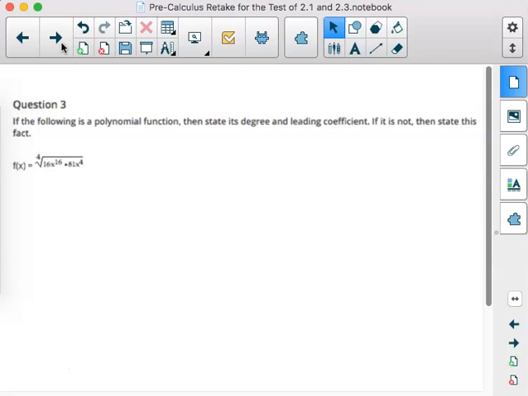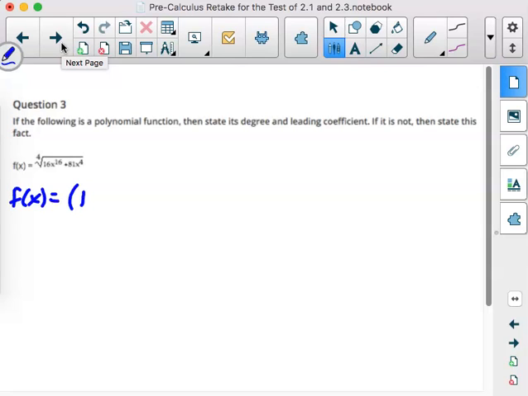So now, the test that you took started with question 3 because you had questions above that that were, am I going to have integrity while I take this test, etc. So this one says, if the following is a polynomial function, then state its degree and leading coefficient. If it's not, then state this fact.